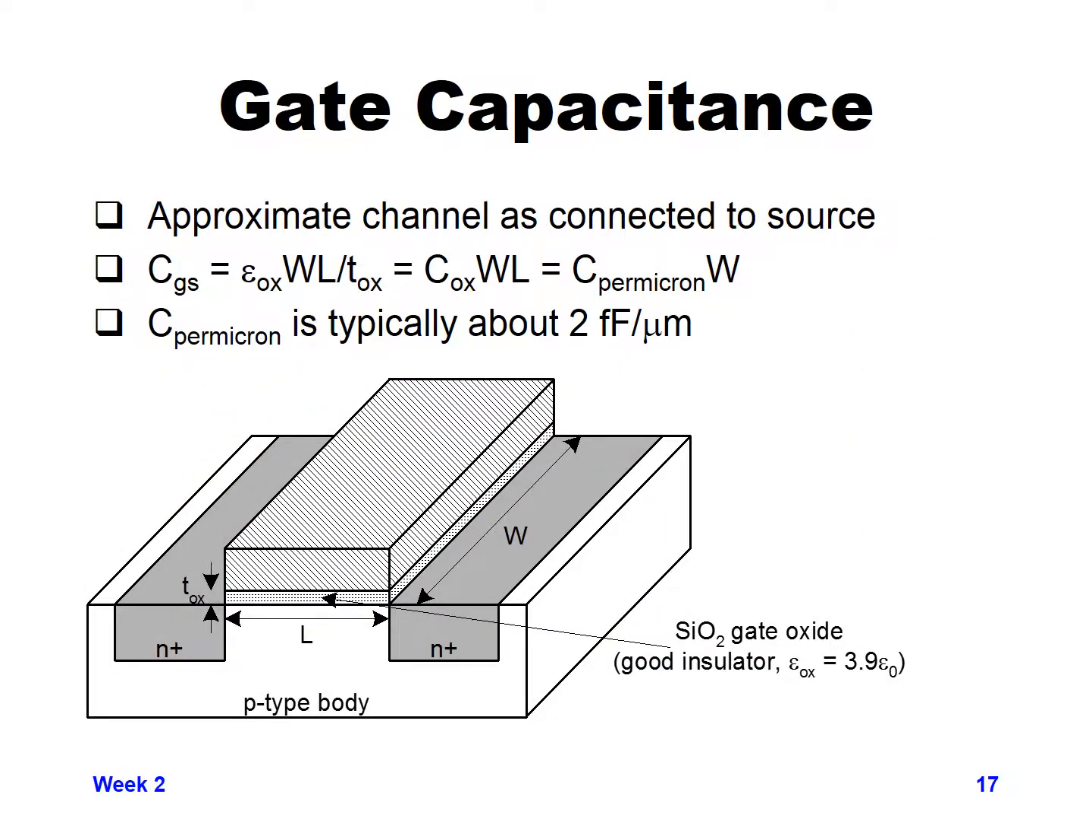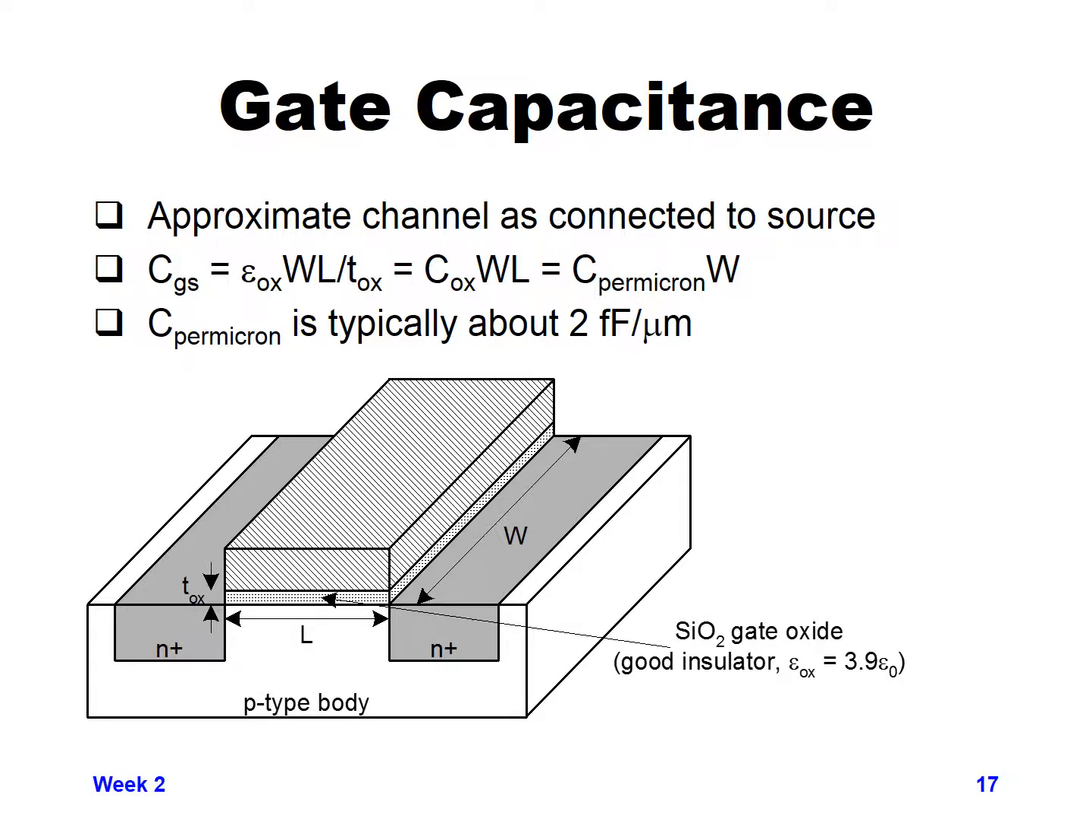So let's talk a little bit more detail about the gate capacitance. We can approximate the channel as being connected to the source, which simplifies our equations a little bit, and say that our capacitance from gate to substrate or gate to source is going to be epsilon oxide divided by T oxide times W times L, our width and length of our gate.